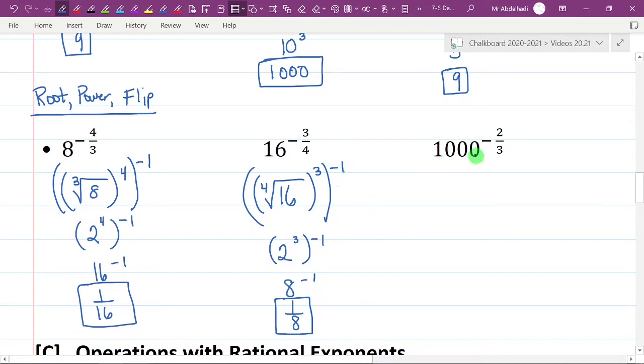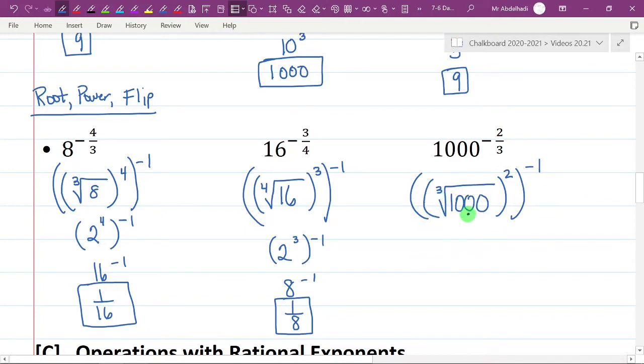Okay, 1,000 to the -2/3 power. Okay, once again, root first, then power, then flip. So what's the third root of 1,000? Now, we just did a problem that kind of answers that question right over here, so hopefully you don't need a calculator for this part. Then a second power, and then finally, there is a negative here, so -1 for your flip. Show me that setup, it's worth your first point.